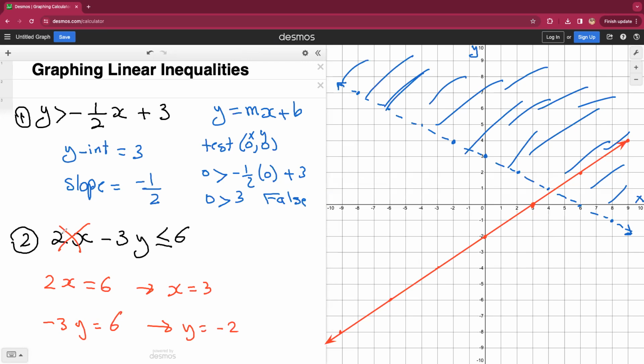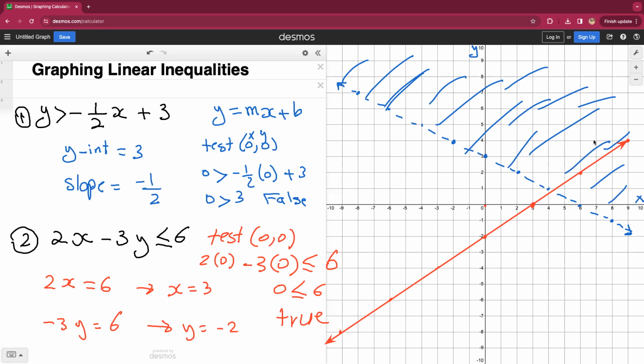The shading here, you're going to test. Also, I could test 0, 0 since the graph doesn't go through 0, 0. So I'm going to sub in 0 for x and 0 for y. So test 0, 0. If I put 0 for x minus 3 times 0 for y, is it less than or equal to 6? Now, 2 times 0 is 0, 3 times 0 is 0, 0 minus 0 is just going to give you 0. 0 is less than or equal to 6. That's definitely true. So therefore, we're going to shade where 0, 0 is, and 0, 0 happens to be above the red line.